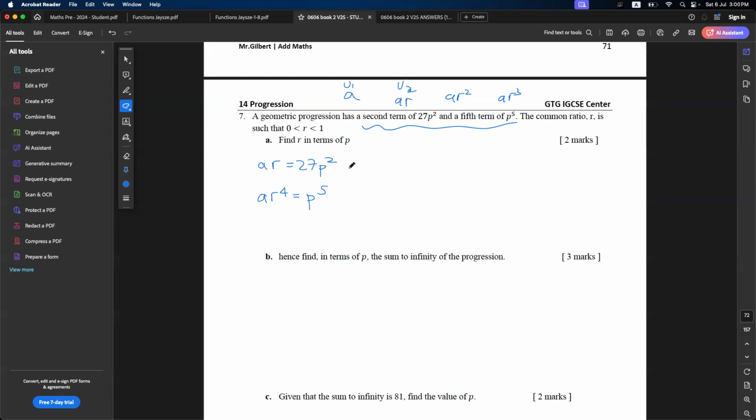From here, A is equals to 27p squared over R. Substitute this back into here. 27p squared over R, times R to the power of 4, equals to p to the power of 5. Simplify and make R the subject. Go. Simplify and make R the subject.